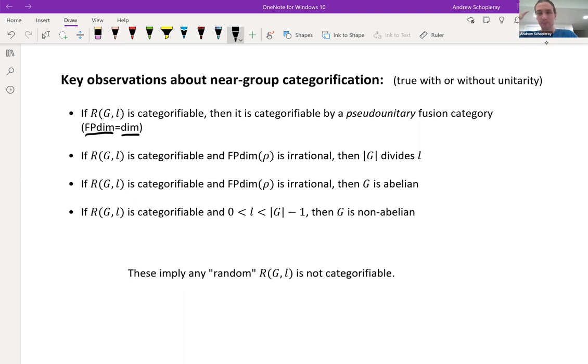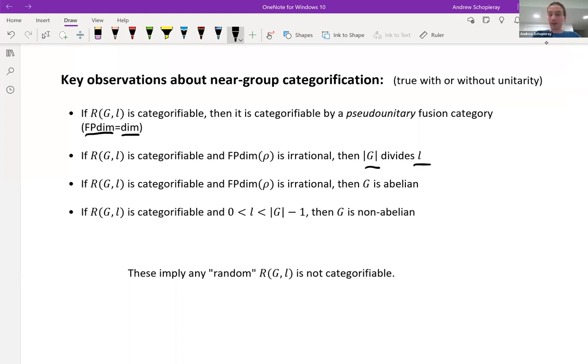So there are other things that prevent the near group fusion rings from being categorifiable. For instance, if you pick a G and an L such that the near group fusion ring is categorifiable, and your non-trivial dimension is irrational, then the order of the group has to divide that multiplicity. Okay. So for a very large group, I don't know, the monster group or something like that, there aren't very many small L's that you could pick that actually have categorifications. So immediately you've eliminated a ton of near group fusion rings from being categorifiable.